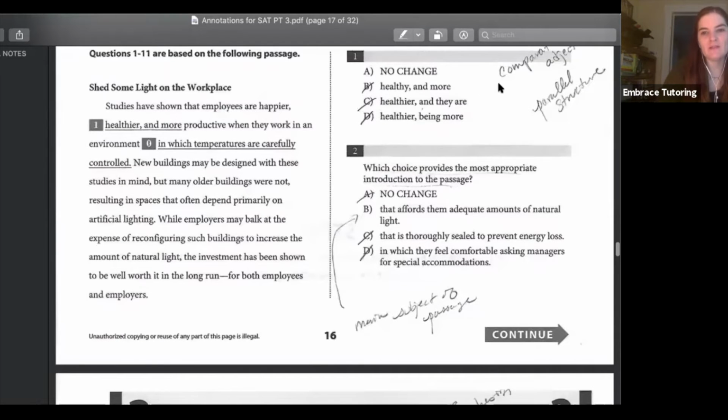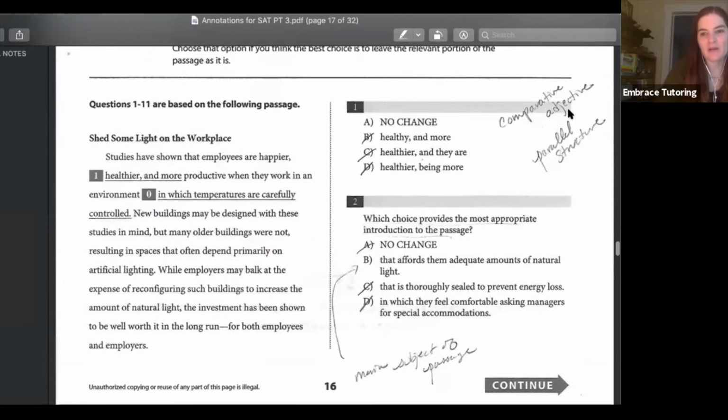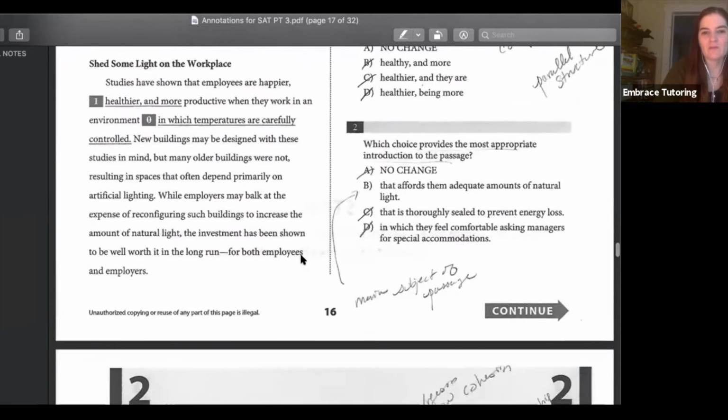But even if you didn't know that technically you're dealing with comparative adjectives or parallel structure, you could tell based on how this sounds. So you can go on your gut instinct. Does it sound right? Does it sound not right? Does it not make sense? Can I understand what I'm trying to say? Is this the best choice of the choices they're giving me? That's one key strategy you can use regardless of whether you know the technical concepts.